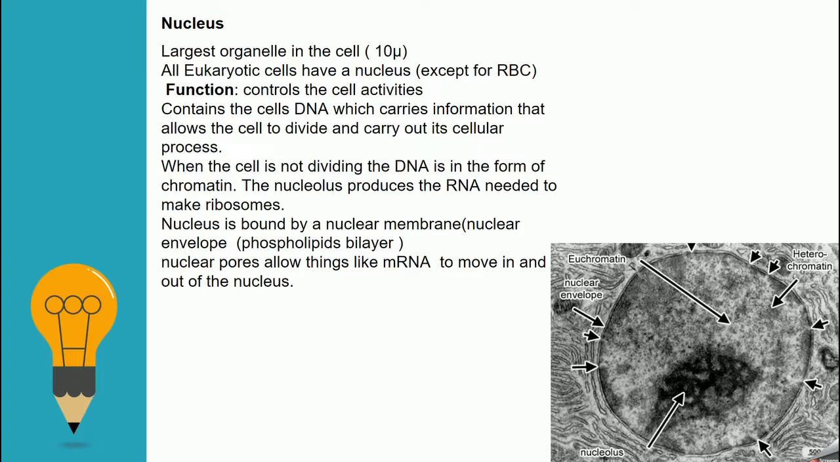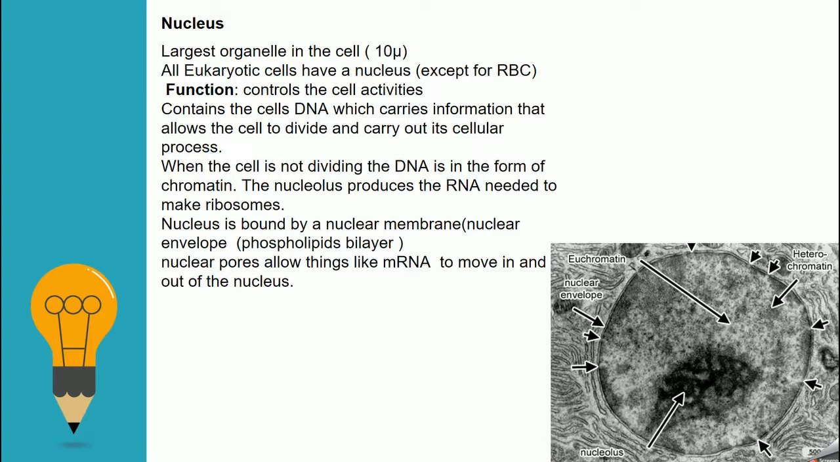Now that's pretty basic, that is GCSE level, you should already know that. And so this nucleus contains a cell's DNA, which carries information that allows the cell to divide and carry out its cellular process. So when the cell is not dividing, the DNA is in the form of chromatin. So when the nucleus is about to divide, the DNA will also divide. But when it's not dividing, the DNA is in the form of chromatin.